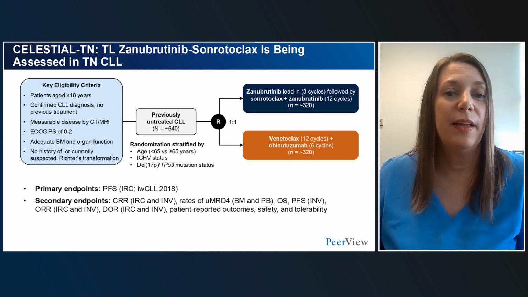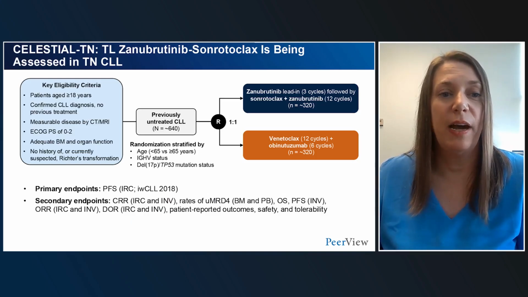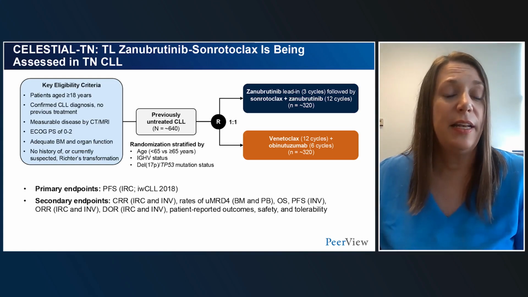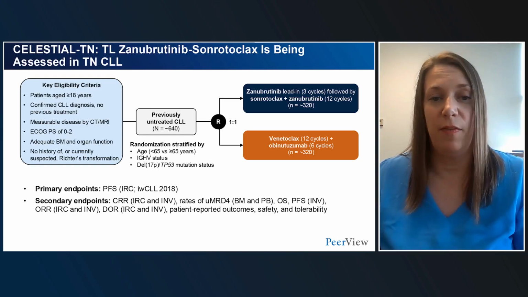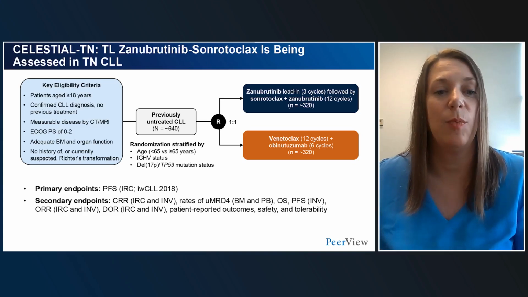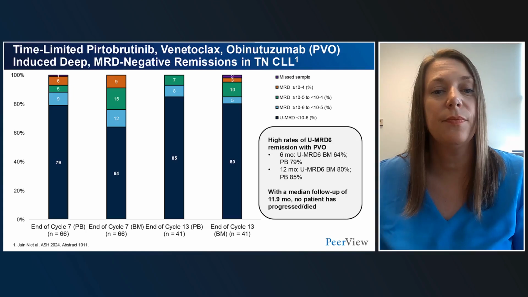Another trial that has completed enrollment but is yet to read out is the CELESTIAL-TN study. This is looking at a newer combination, zanubrutinib plus sonrotoclax versus venetoclax plus obinutuzumab. This study is a 1-year treatment duration for both of the two arms. So this is a fixed duration. It does not have an MRD guided approach to it.